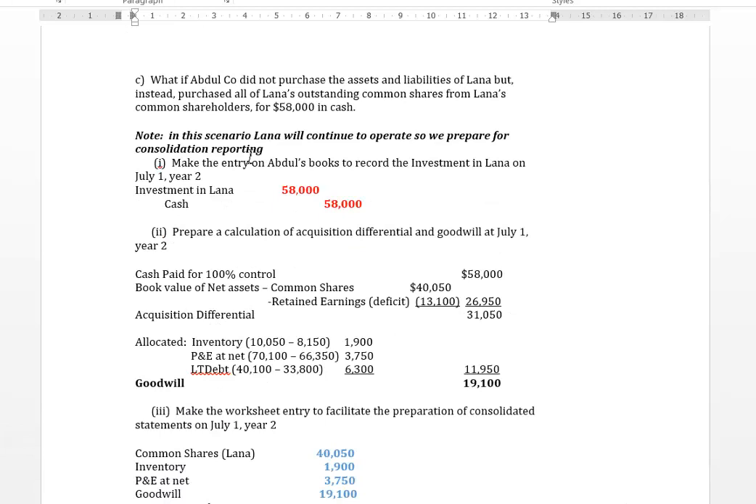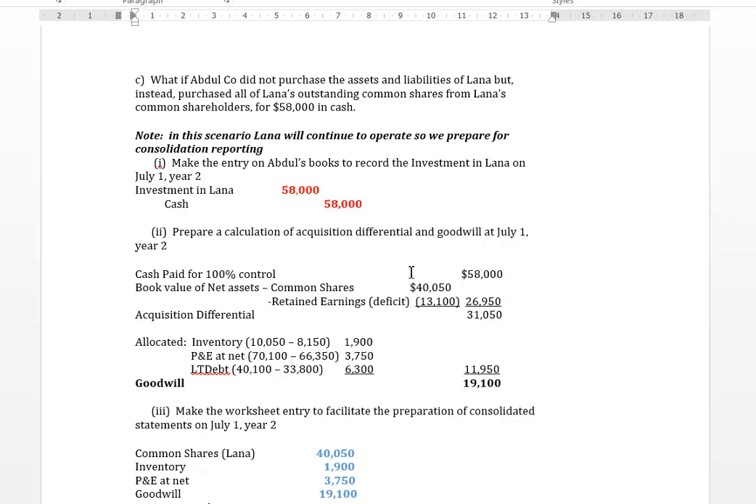So in this case, Abdul is not going to make an entry at the date they become related to Lana to record all of the assets and liabilities on its separate entity books. No, it's just going to debit the investment in Lana and credit cash for $58,000. And this investment in Lana will be in its separate entity books, right?